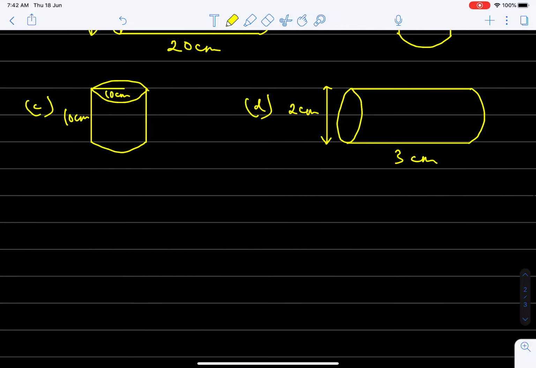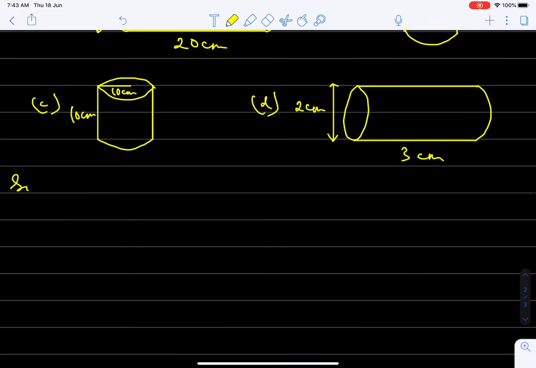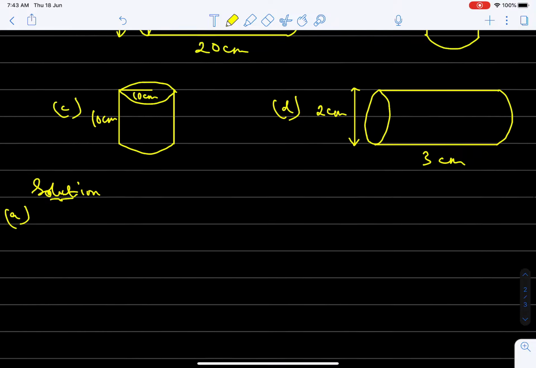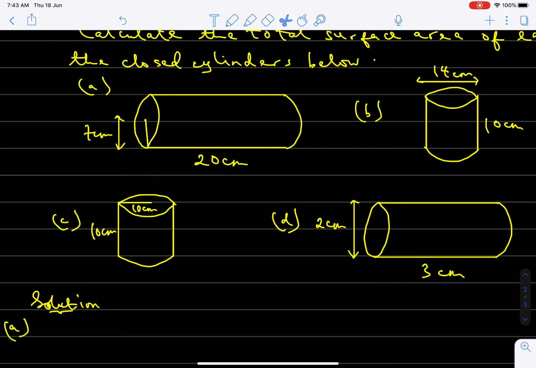Now we go to a solution. We are finding the total surface area, don't forget. I don't need to redraw the diagram. I'm just going to copy it and paste it here.